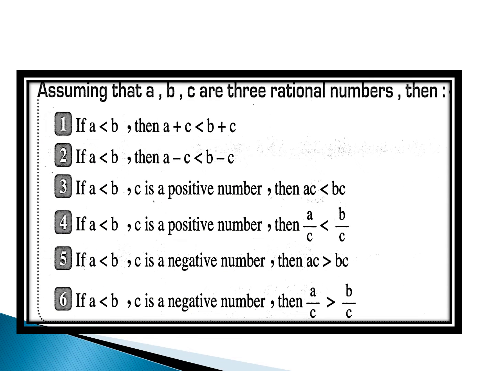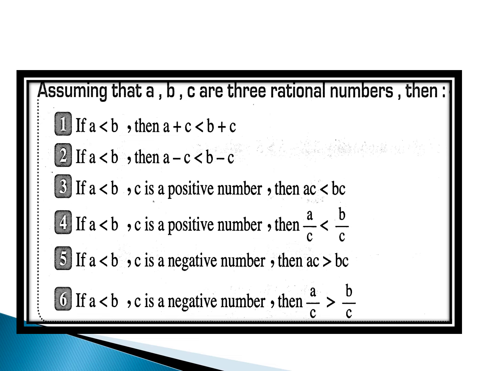In general, we have these forms as the properties of the inequalities. If we have A less than B, then A plus a constant C is also less than B plus the same constant C. If we have A less than B, then we subtract this constant from both sides, so we have A minus C less than B minus C.